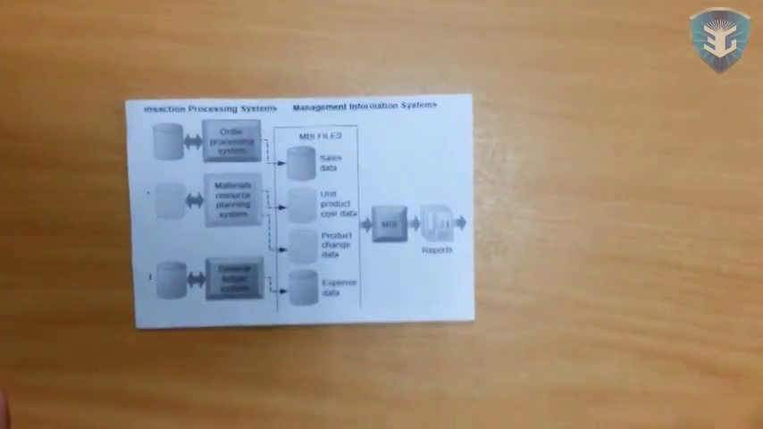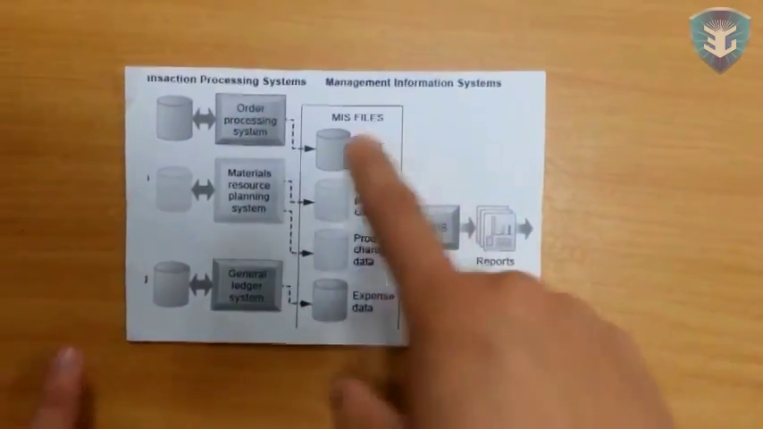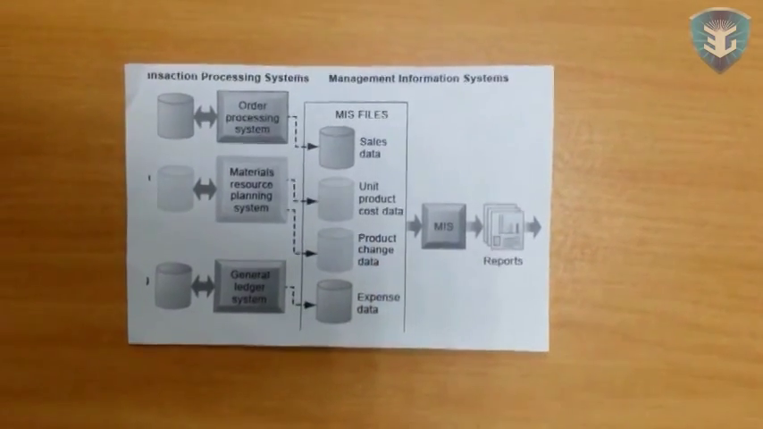Now, let's look at the TPS. We should use TPS in the credit card system. Moreover, it will store the unit of the data and also the product change of the data. It will store mostly everything.